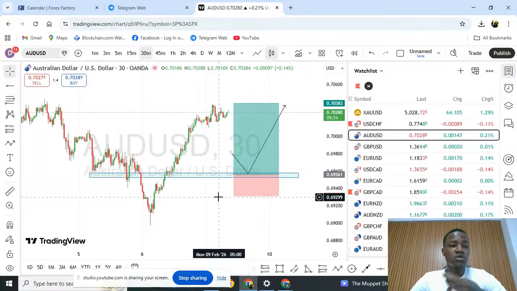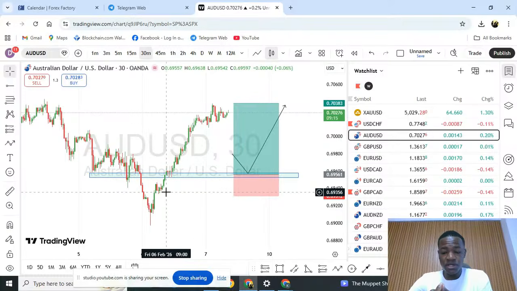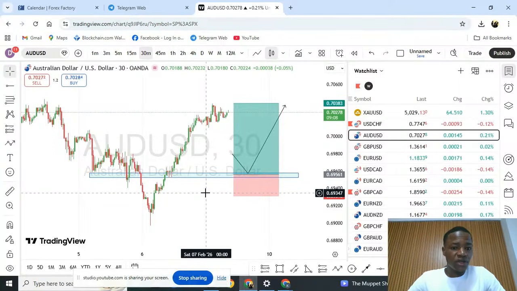So this is a very good setup. You can check it out this week, because this is going to materialize this week, AUDUSD. And remember that since last week when we traded this AUDUSD, it was able to give us more than 120 pips, and we were able to trade it, giving us more than 120 pips.